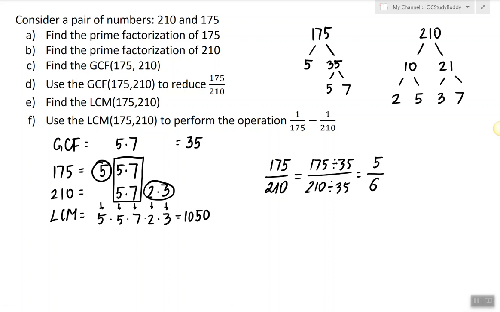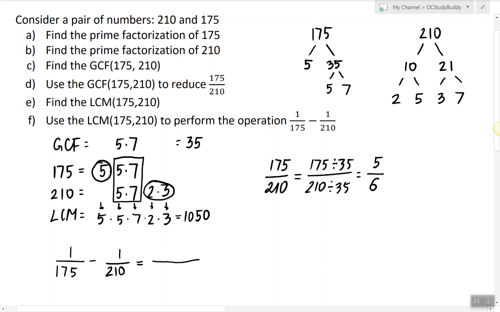Now, we use LCM to perform the operation of addition and subtraction for fractions with different denominators. So for example, if I have to perform this subtraction, so if I have to subtract 1 over 210 from 1 over 175, I first have to find the least common multiple of the denominators, called the least common denominator. So the least common denominator is 1050.